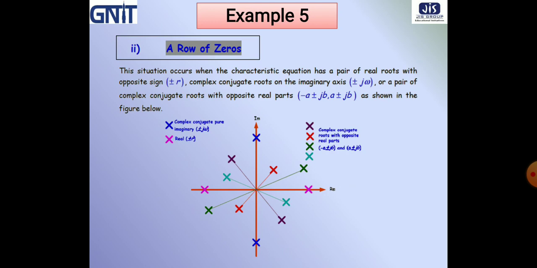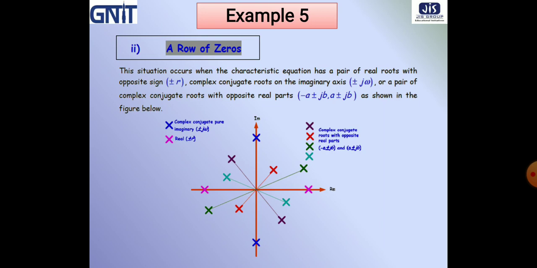this situation occurs when the characteristic equation has a pair of real roots with opposite sign, complex conjugate roots on the imaginary axis, that is the j omega axis, or a pair of complex conjugate roots with opposite real parts, that is minus a plus minus jb or plus a plus minus jb.